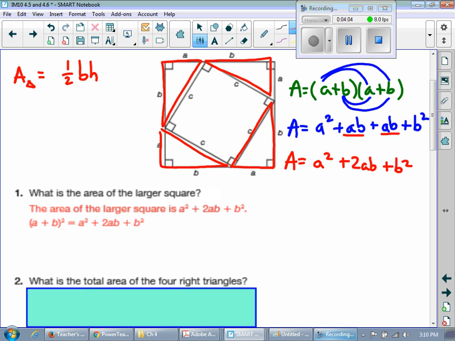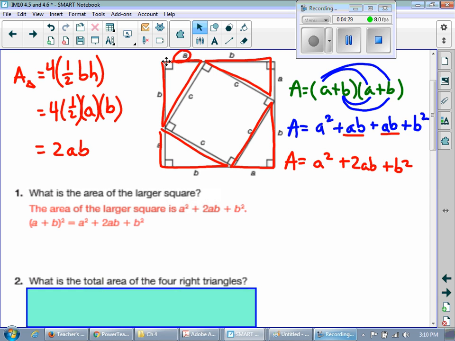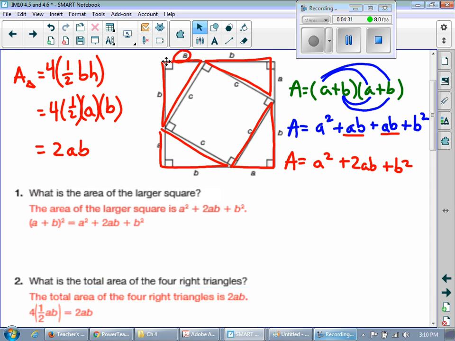But here's the other thing, is I have 4 of them. So I have 4 times that. Okay? So area is equal to 4 times 1/2 times your base. In our problem, our base is going to be a or b, doesn't really matter. So a times your height, which ends up being b. Now when I simplify this a little bit, 4 times 1/2 is 2ab. Okay? So a little bit of algebra work gets us to 2ab.